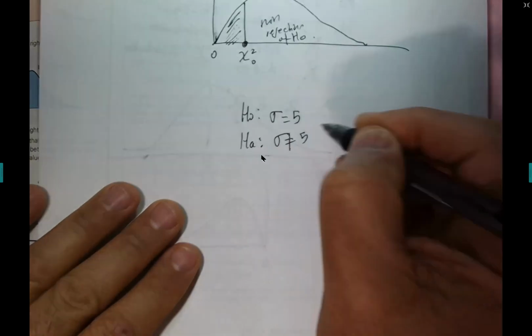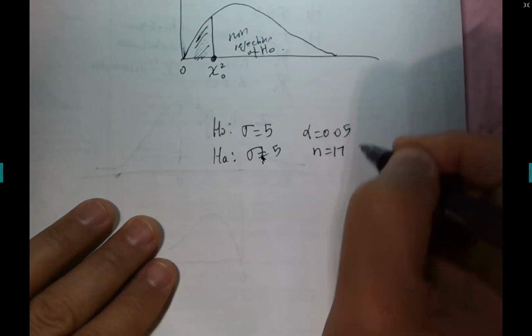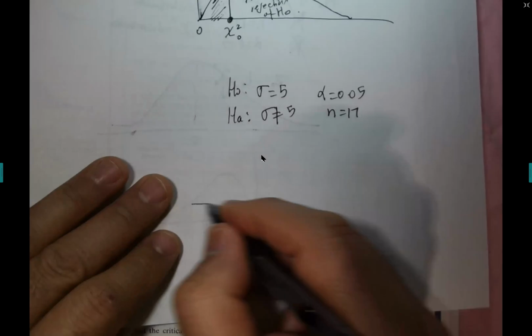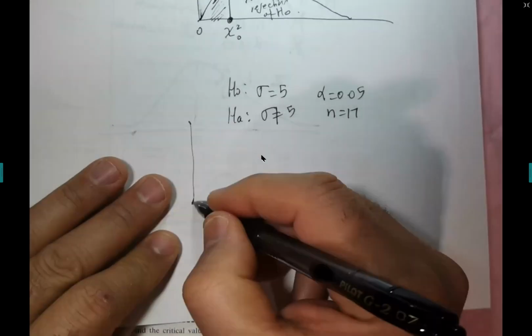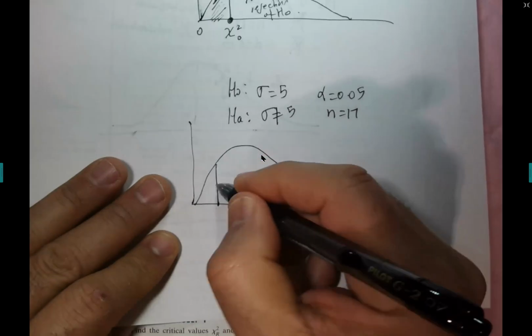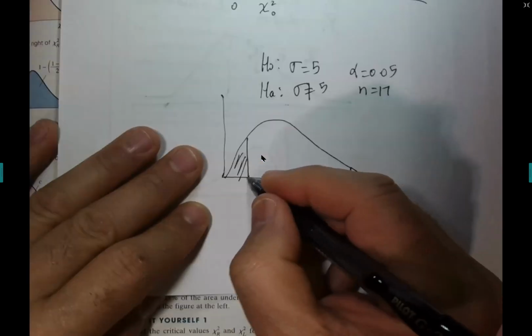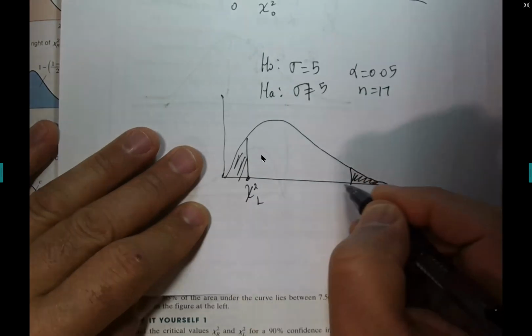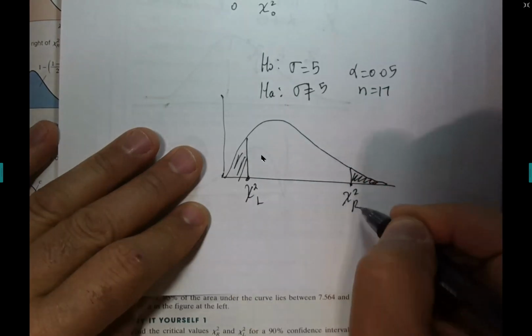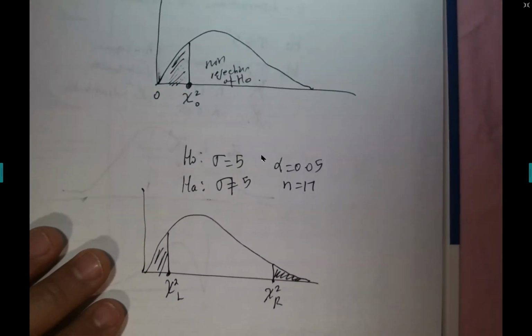And alpha is 0.05 and n is 17. If you have two tails, you must have two critical values, one on the left and one on the right. They call them in the book a critical value left and critical value right. Would any student tell me, have an idea how to find them using the table?